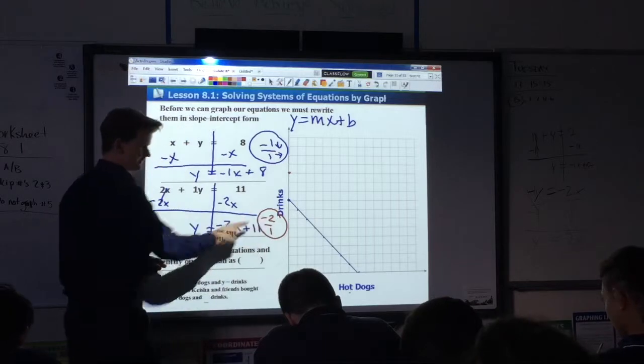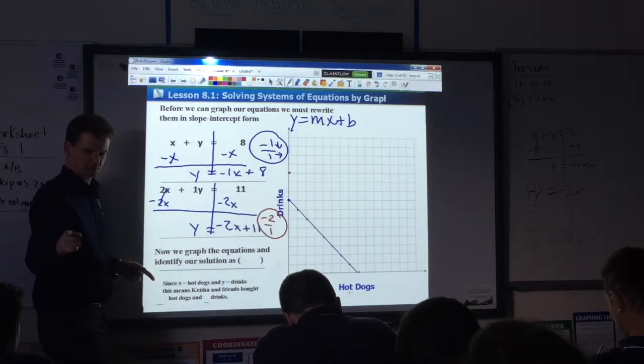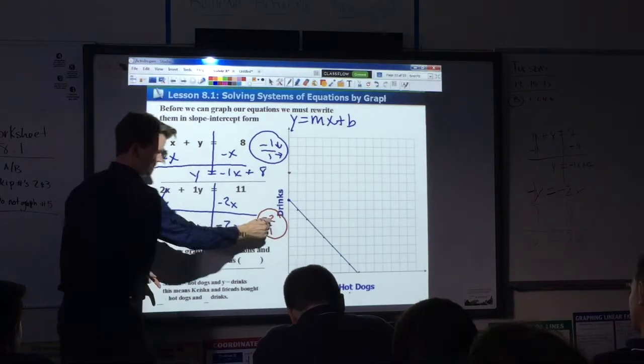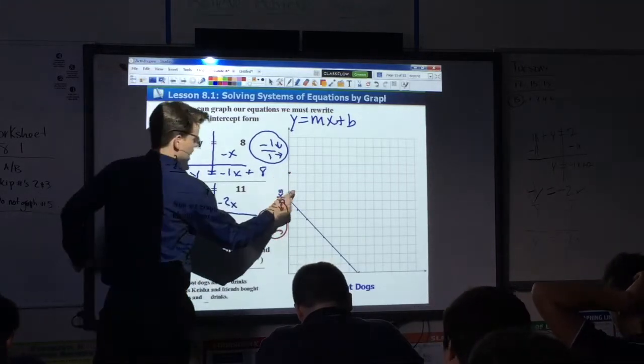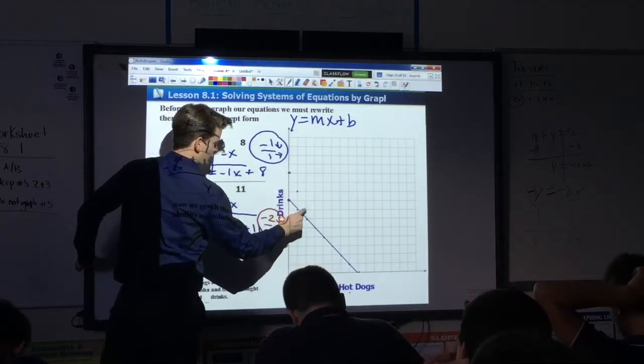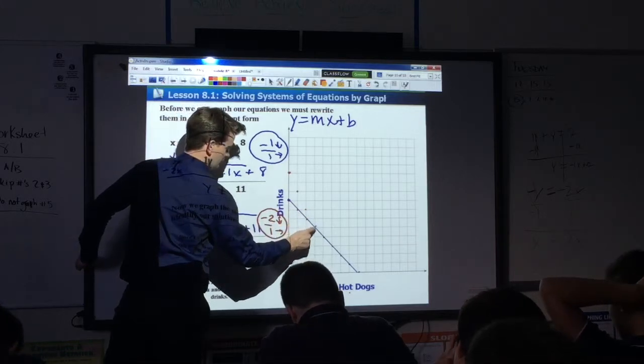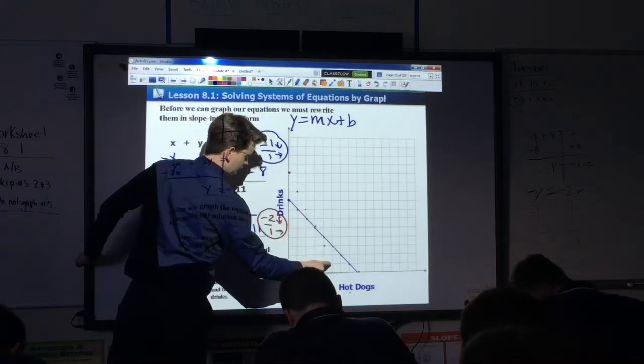That means that I have to go what? Negative 2 means I have to go down 2, and then right 1. All right, let's do that. Down 2, right 1, there's a point. Down 2, right 1, there's a point. Down 2, right 1, there's a point.